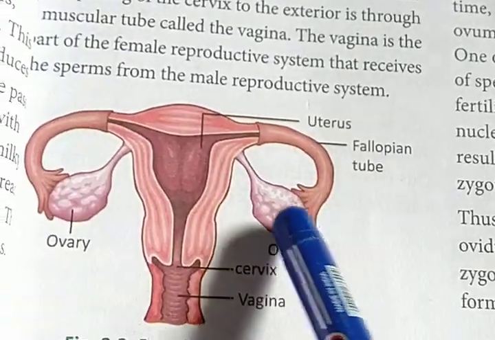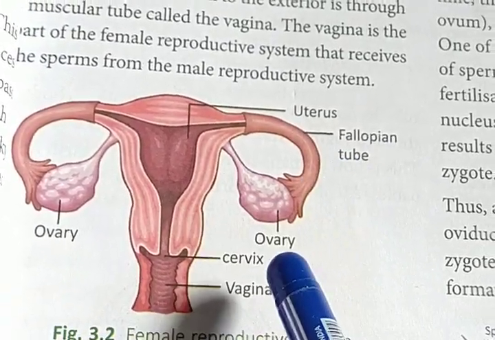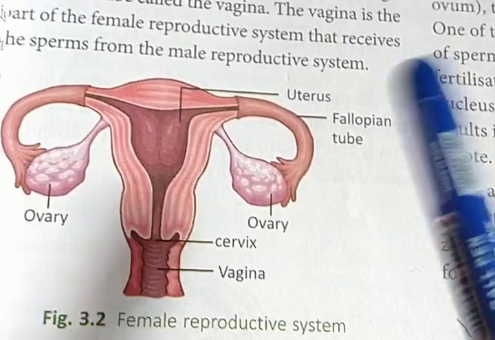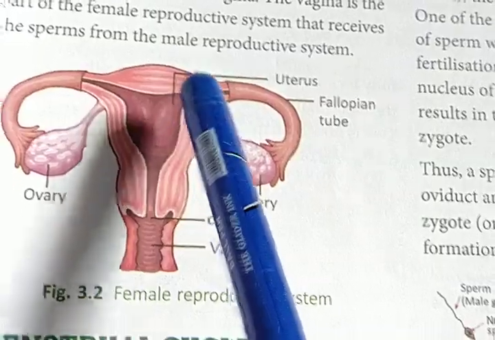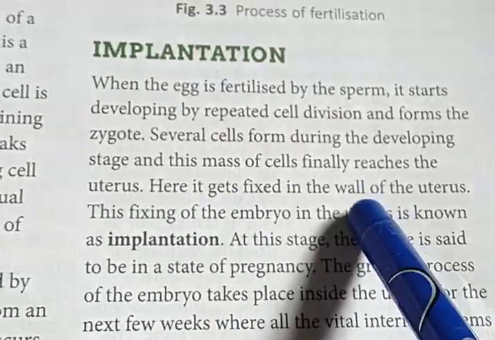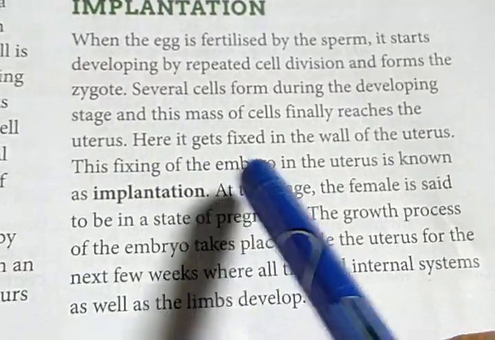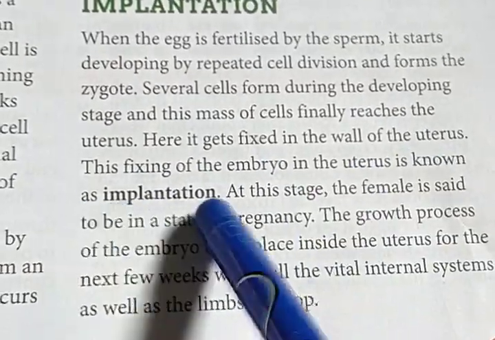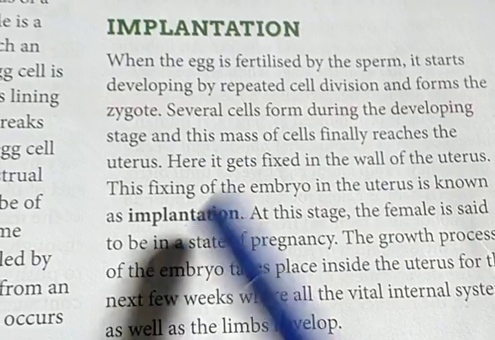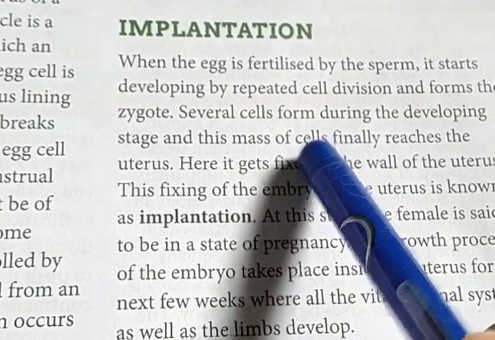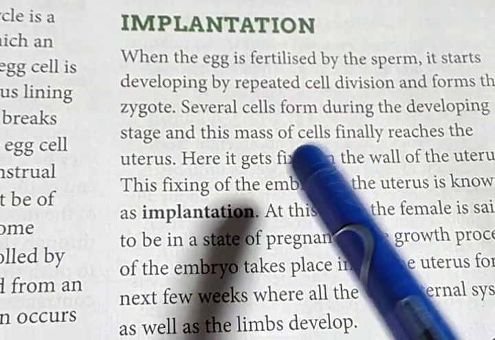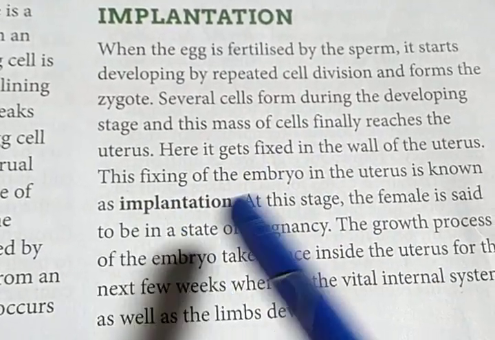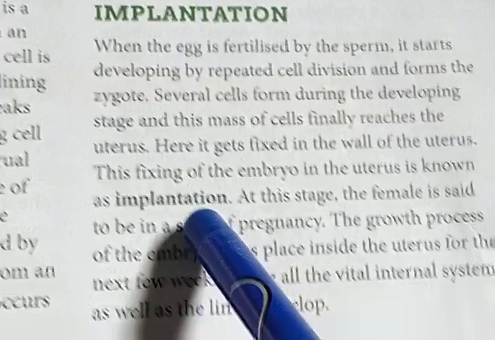After fertilization, the zygote divides many times and forms a mass of cells, and the mass of cells reaches the inner lining of the uterus. Here it gets fixed in the wall of the uterus. The fixing of the embryo in the uterus is known as implantation.